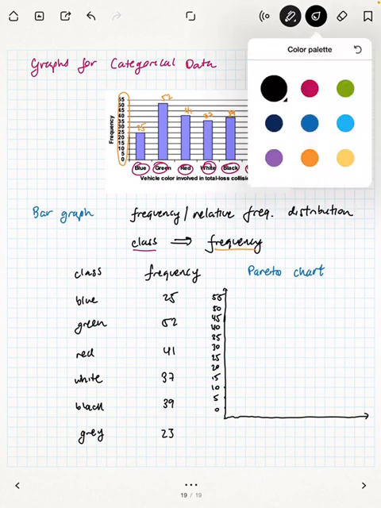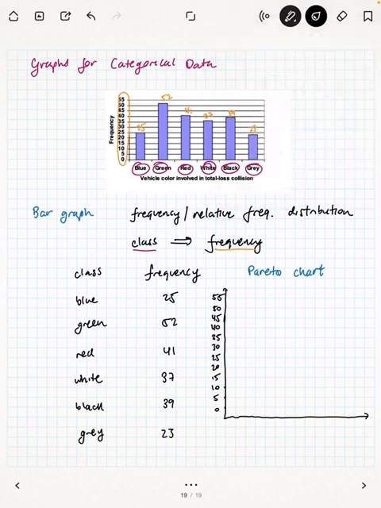So I will go ahead and write my labels in down here. But most importantly, I want to start with the class that has the highest frequency. Notice that's green. So I'll put green here. Next would be red. And then next would be white. No, sorry, black and then white. See, you have to be careful. Black, then white, and then blue, and then gray.